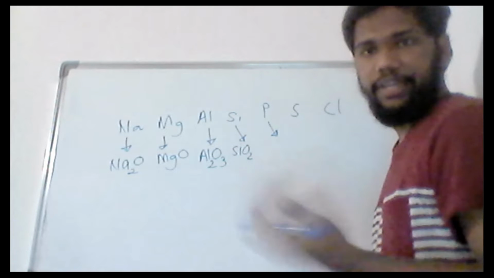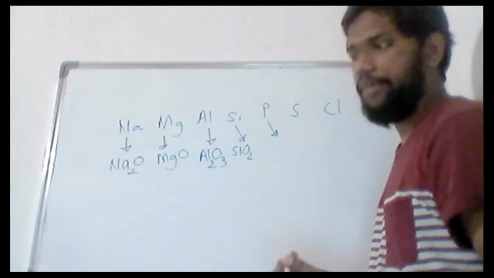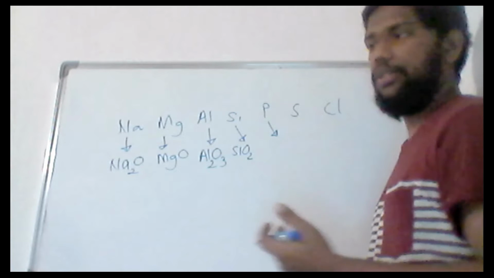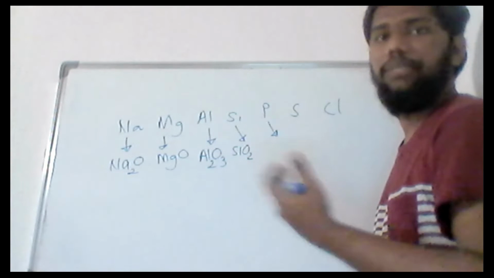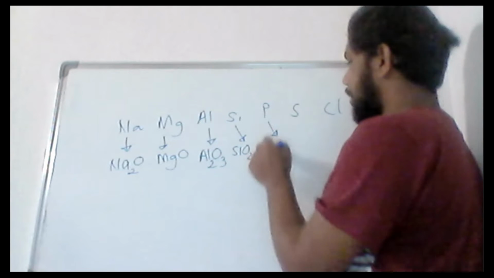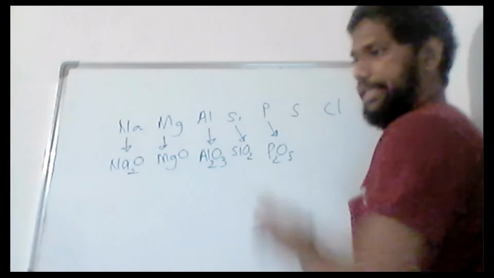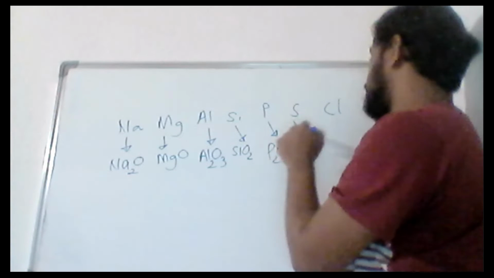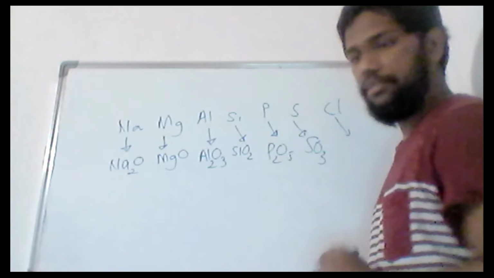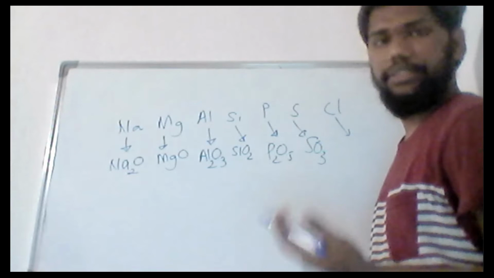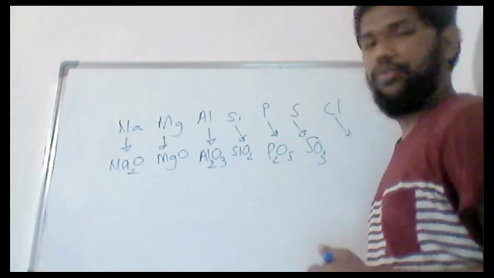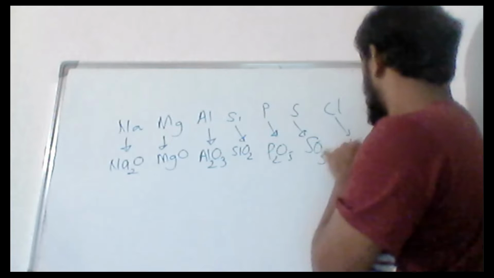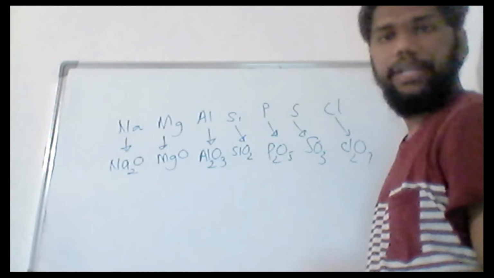Then phosphorus. As far as phosphorus is concerned, we have many oxides like P2O3 and P2O5. But to consider its acidity, it is easy to use the oxide with the highest oxidation state because you can easily predict the behavior. So you can write either P2O5 or P4O10; it exists as P2O5 or P4O10. Then we have sulfur, the most important one, SO3. And chlorine, again there can be many oxidation states, plus 1, plus 3, plus 5, plus 7 even. The easiest way to predict the acidity is the highest oxidation state, that is Cl2O7.